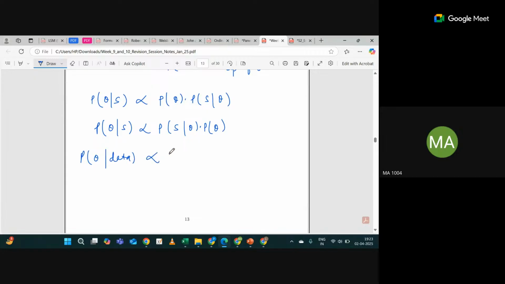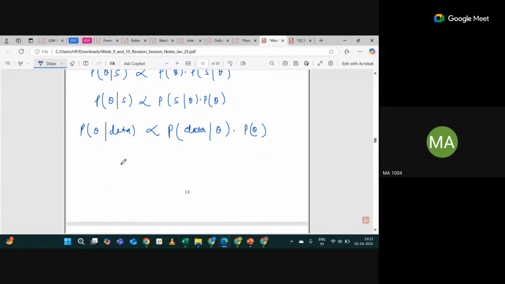This is proportional to the probability of the data S that I took, given theta, into the probability of theta. So from the prior things, can you tell me what this is? This is the posterior. So the posterior distribution of theta is proportional to the likelihood into the prior.